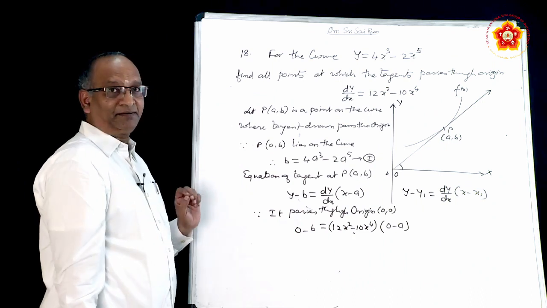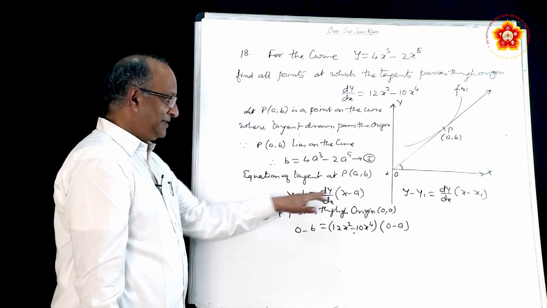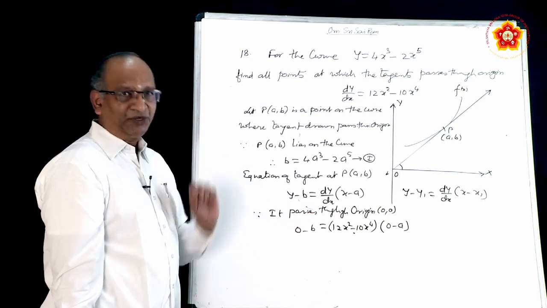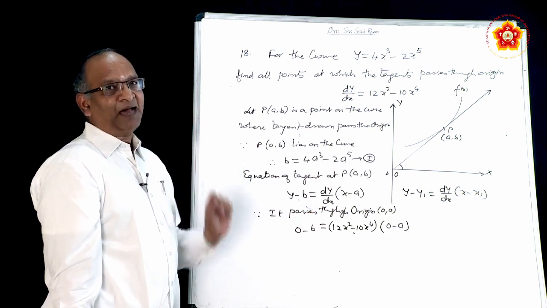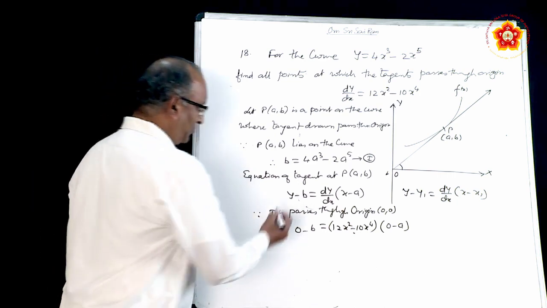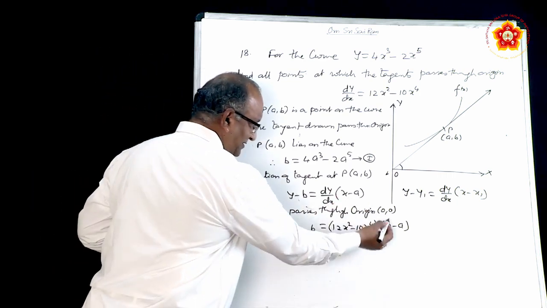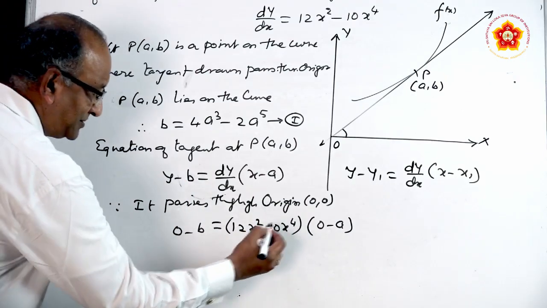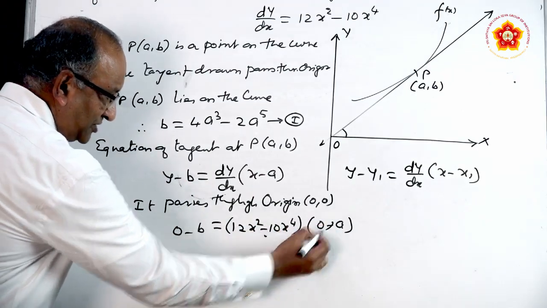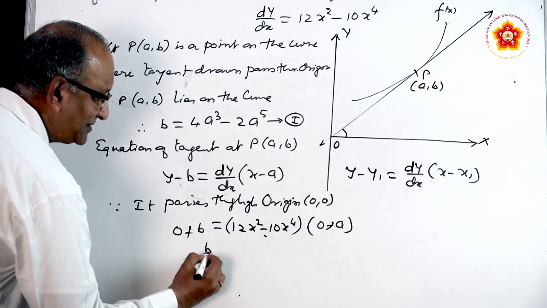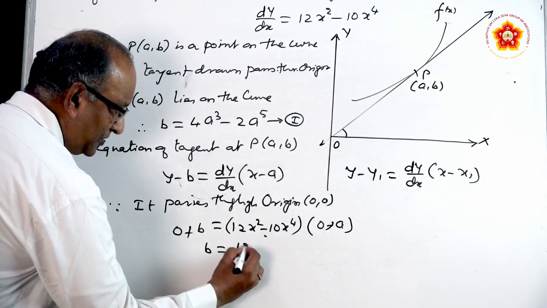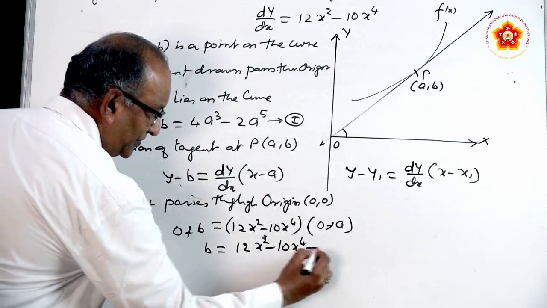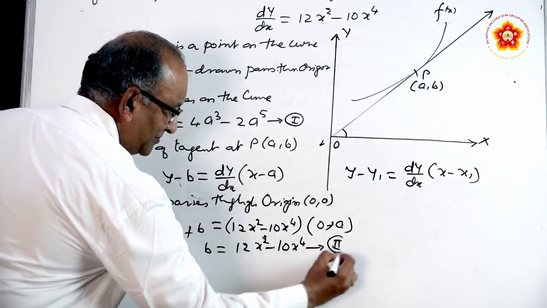Is this clear? In this equation, in place of x and y, we substituted 0, 0 because the line is passing through origin. So, y is replaced by 0, x is replaced by 0. Simplify it, you get b, this 0 you remove it. So, this minus and this minus will get cancelled. You will get b is equal to 12x square minus 10x to the power 4. You take this as second equation.